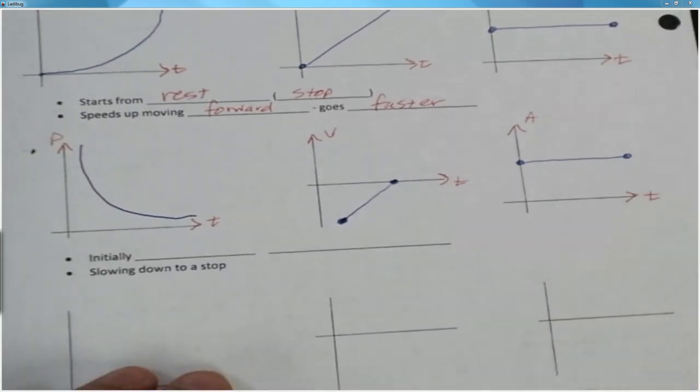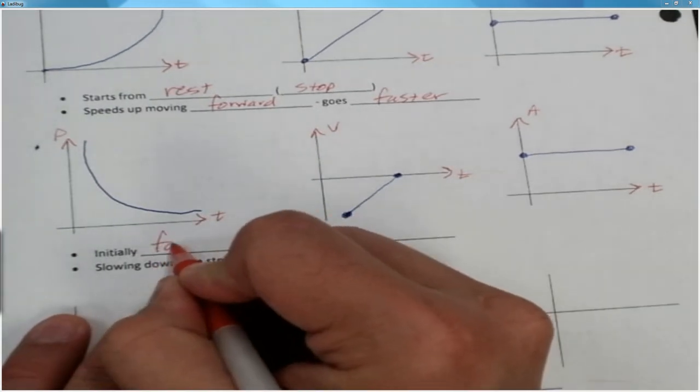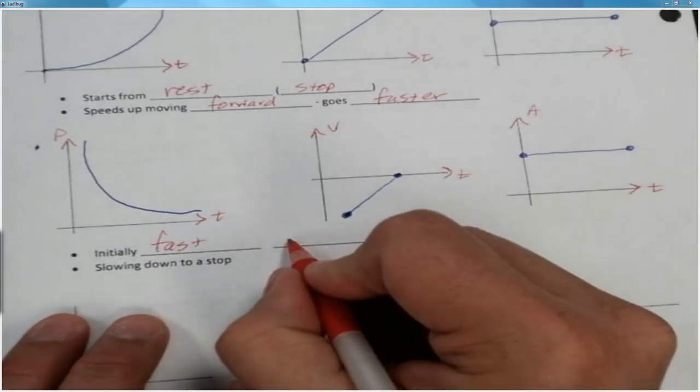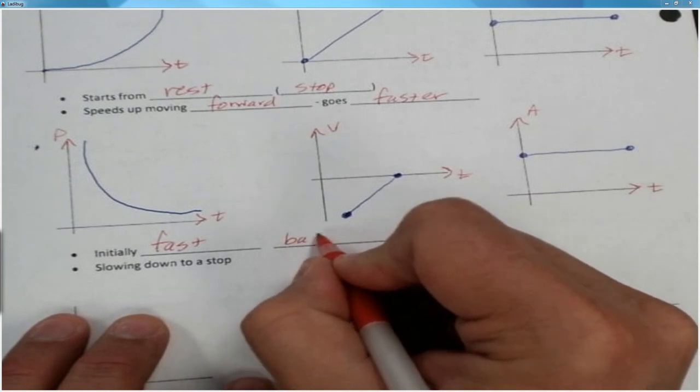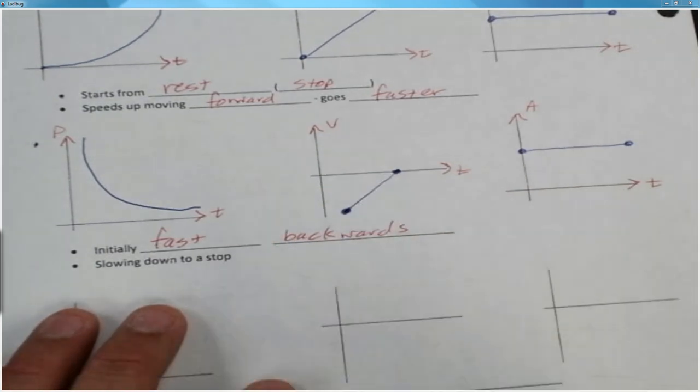So let's write this down. Initially, you're really fast and backwards. And you slow down to a stop.